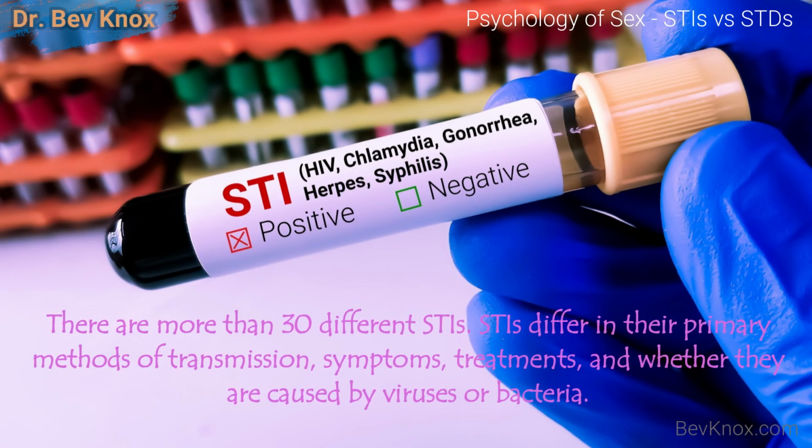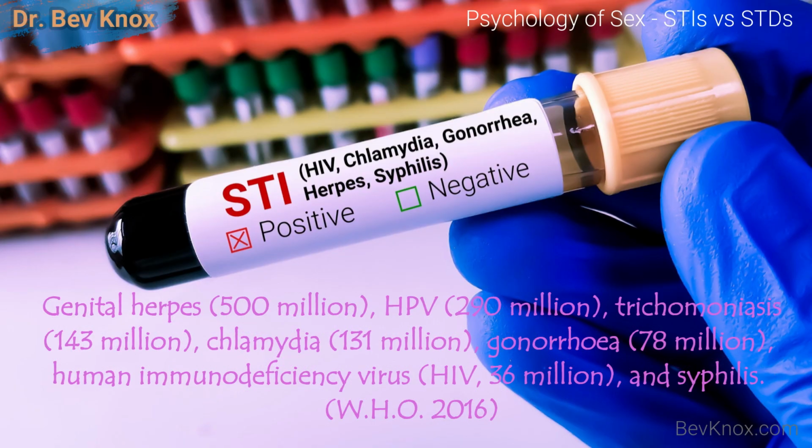There are more than 30 different STIs. STIs differ in their primary methods of transmission, symptoms, treatments, and whether they are caused by viruses or bacteria. Some of the most common STIs are genital herpes, 500 million, HPV, 290 million, Trichomoniasis, 143 million, Chlamydia, 131 million, gonorrhea, 78 million, human immunodeficiency virus, HIV, 36 million, and syphilis, 6 million.